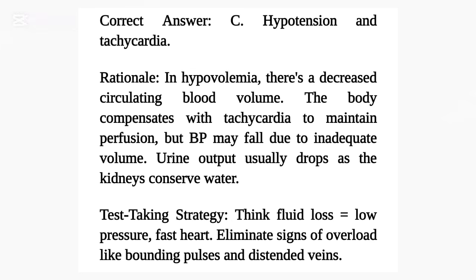Hypotension and tachycardia. Rationale: in hypovolemia, there's a decreased circulating blood volume. The body compensates with tachycardia to maintain perfusion, but BP may fall due to inadequate volume. Urine output usually drops as the kidneys conserve water.